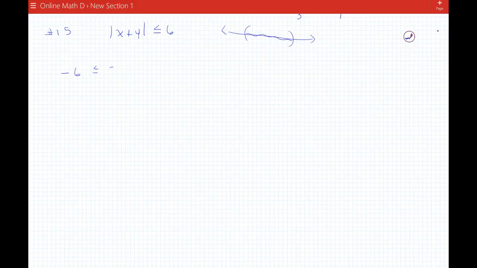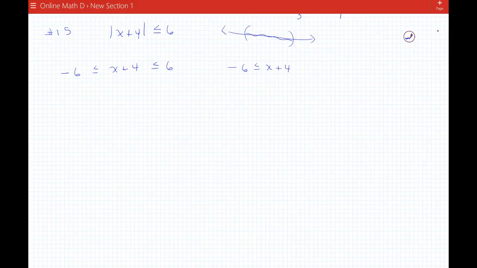Okay, so let's look at number 15. And I have the absolute value of x plus 4 is less than or equal to 6. So this is one where you are going to have a piece of the number line because it's less than. So this is the type where you can write the compound inequality, which is equivalent of and. So you can do it as two separate problems.